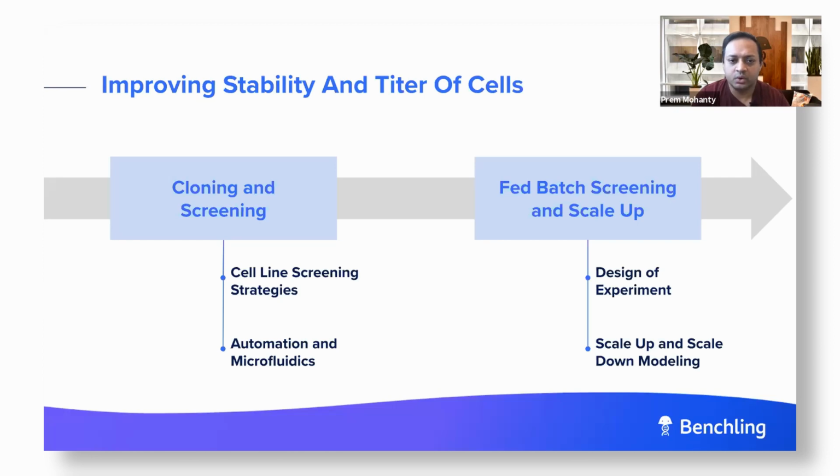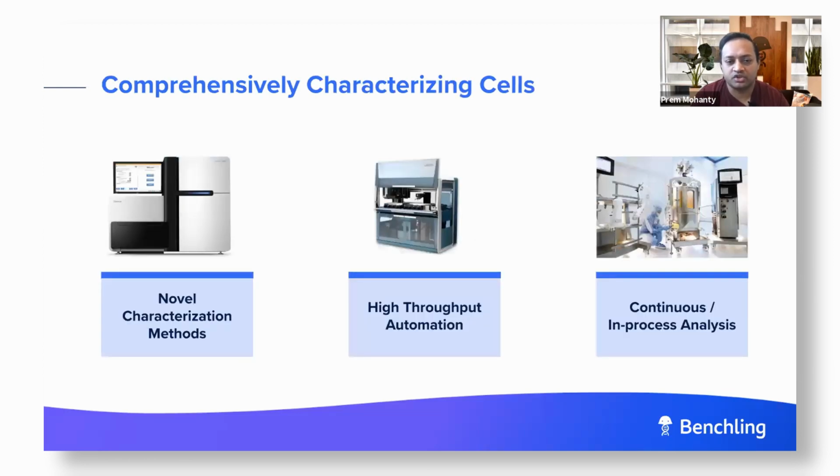Further downstream, during scale up, you might evaluate multiple approaches such as scale up and scale down modeling and design of experiment to evaluate multiple process parameters. The challenge here is keeping up with the rapid iterations and changing processes as you go through these different stages of cell line development. How do we rapidly iterate while capturing data in a structured manner to still make quick process optimization decisions?